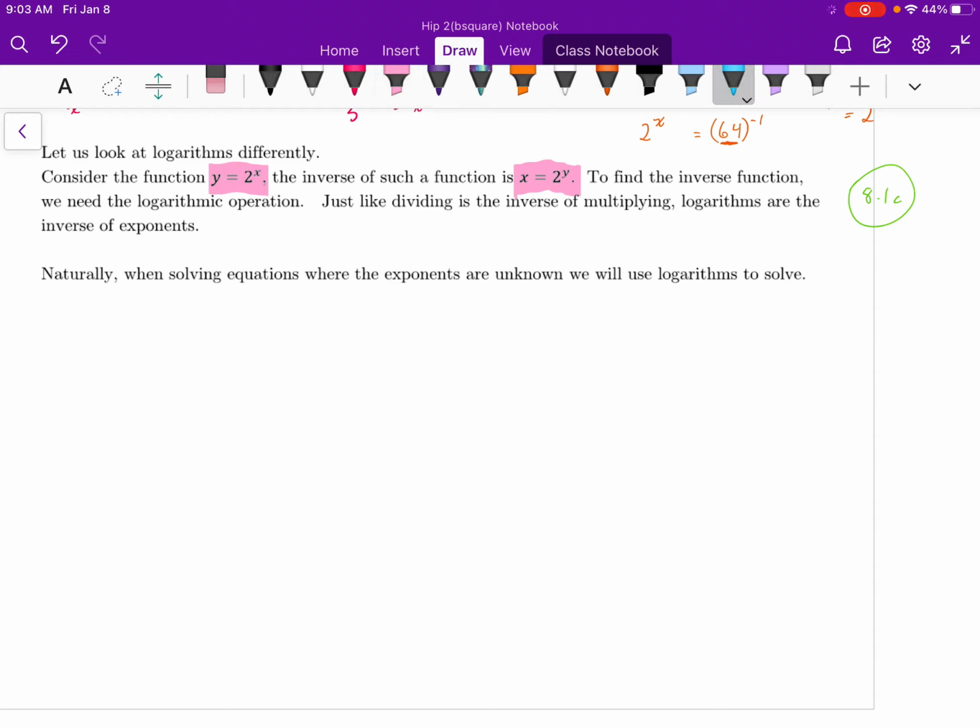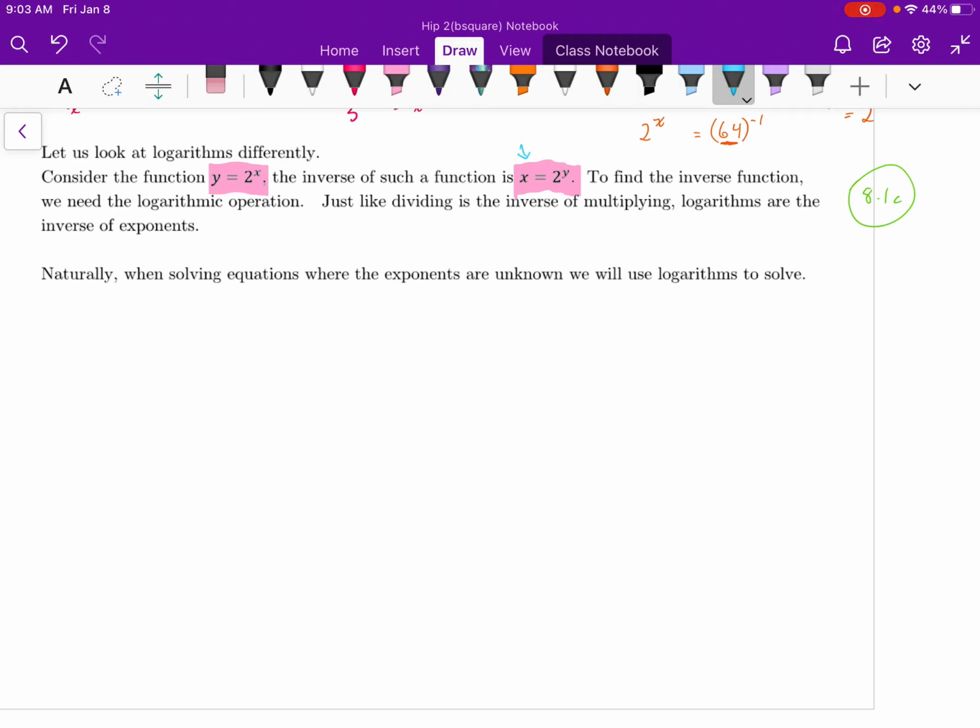Now the problem with that form right there, on the right-hand highlighted equation, is that y isn't isolated. It is as an exponent. So how do we bring an unknown exponent down? Well, to find the inverse function, we would have to use the logarithms.